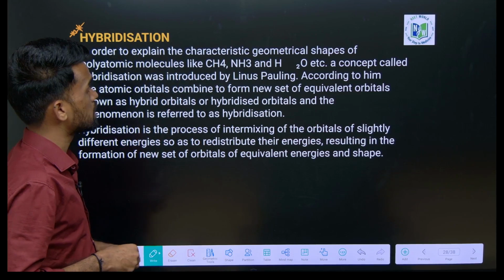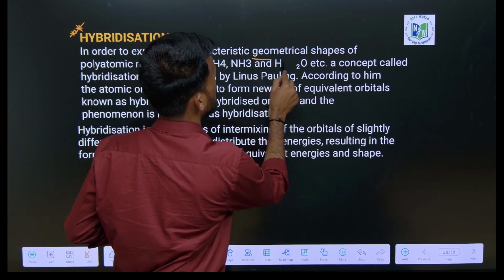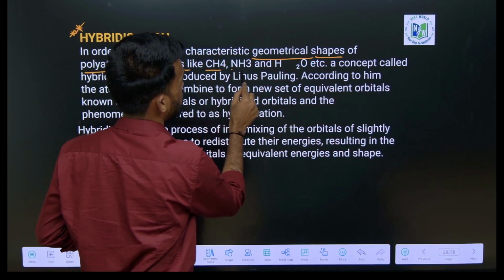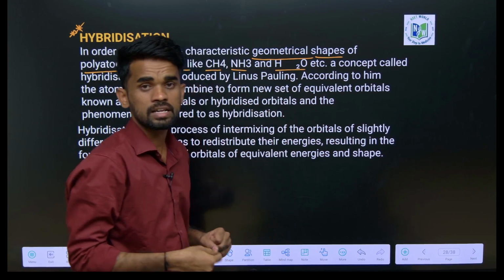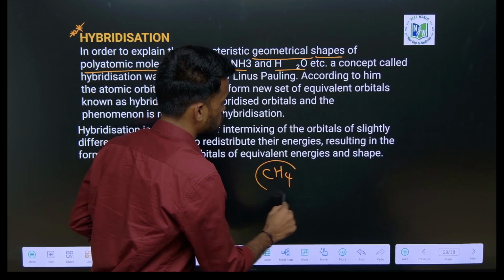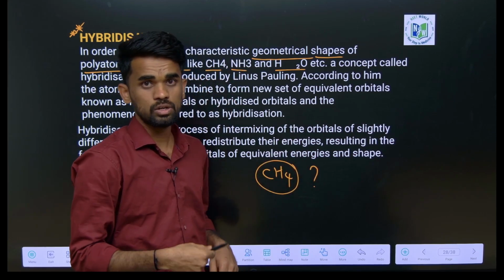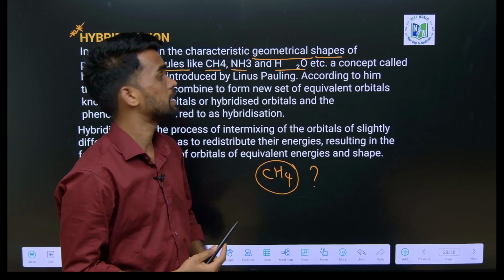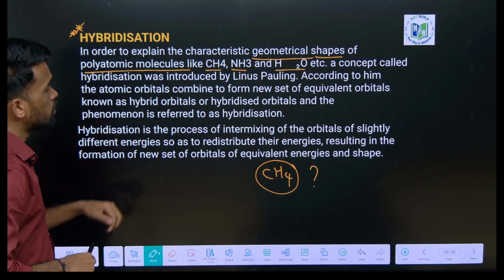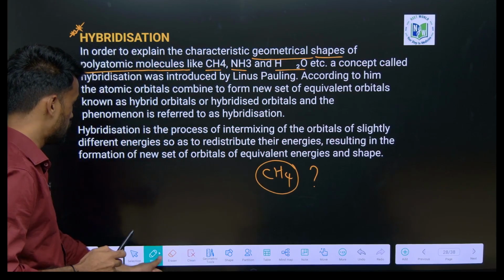It helps us understand how the geometrical shapes of polyatomic molecules like methane, ammonia and water etc. are given. For example, we say that methane has tetrahedral geometry. So how is it tetrahedral? We don't know, right? That will be explained theoretically from this concept called hybridization. So let us understand hybridization clearly.